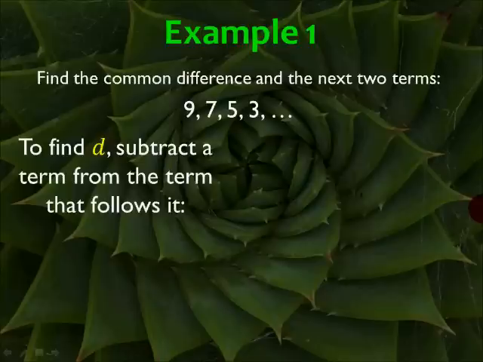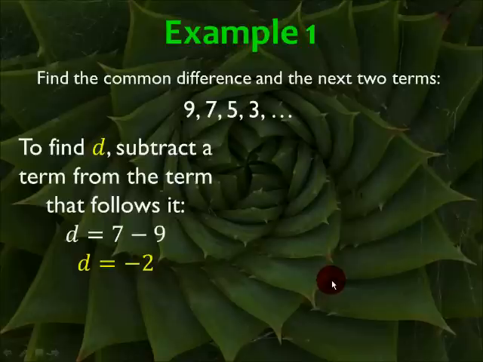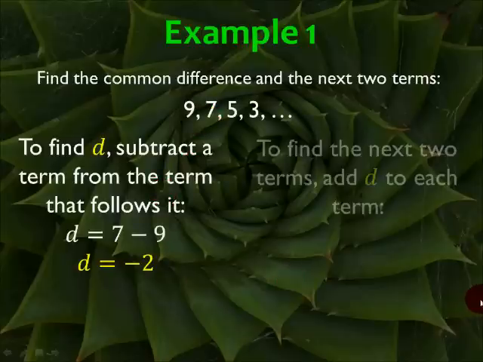So, to find D, remember D is the common difference between consecutive or successive terms. Subtract a term from the term that follows it. So let's take the second term, 7, subtract the first term, 9, and your D is -2. Notice that if you take 3 minus 5, it's still -2. 5 minus 7 is still -2. You just have to take a term, subtract the previous term, and that gets your difference in an arithmetic sequence.